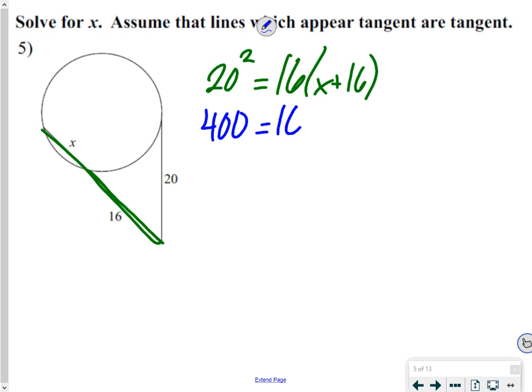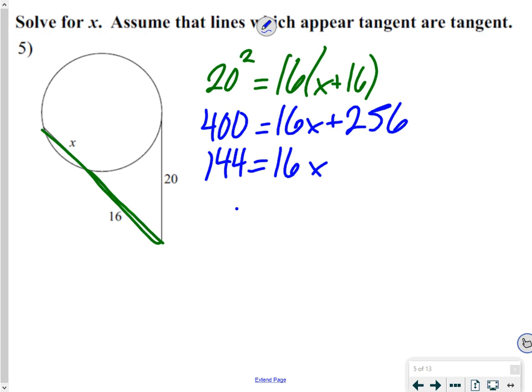So we got 400 equals 16x plus 256. Get our constants on one side, so subtract 256. And we get 144. Divide by 16. And that gives us x equals 9.